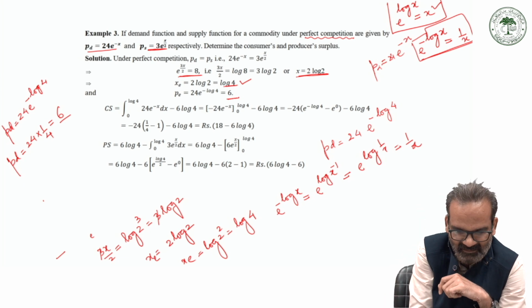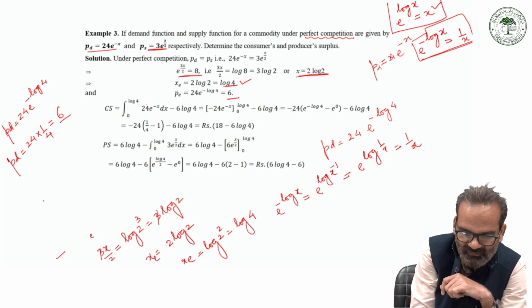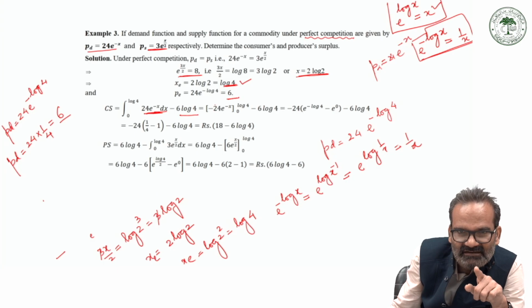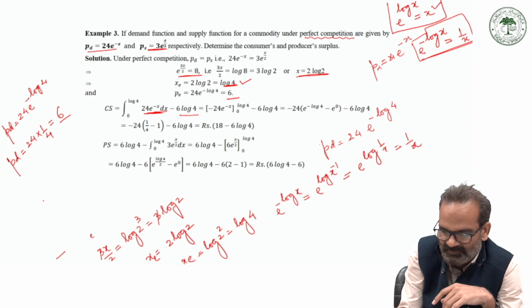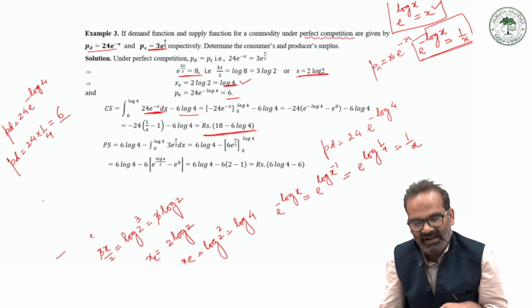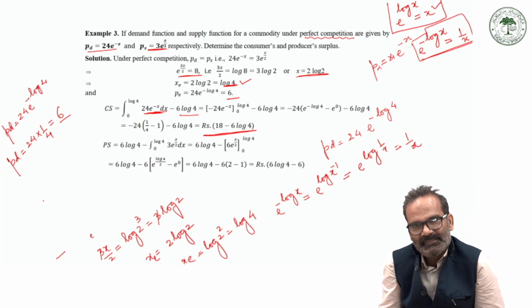See, in one line, consumer surplus is the integral from 0 to log 4, because xe is coming out to be log 4, of the demand function 24 e raised to the power minus x dx, minus xe times pe. What is the value of this? This is 6 times log 4, that is 6 log 4. Now integrate it simply. Its integral is minus 24 e raised to the power minus x from 0 to log 4, minus 6 log 4. 24 should be taken outside, substitute these values, and after simplification you will get 18 minus 6 log 4 as the consumer surplus, right?